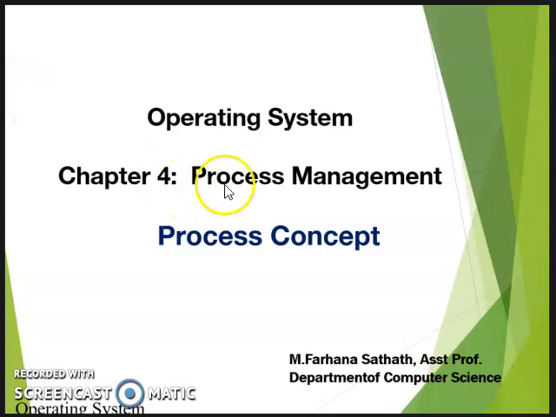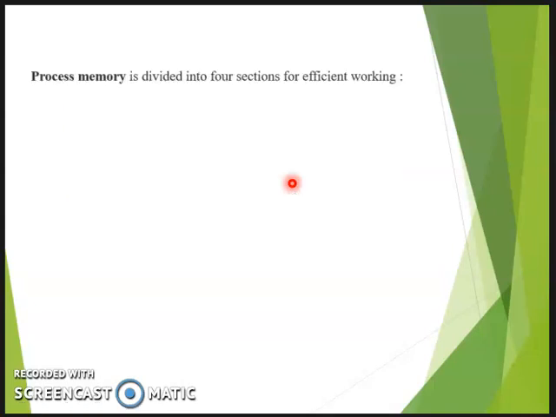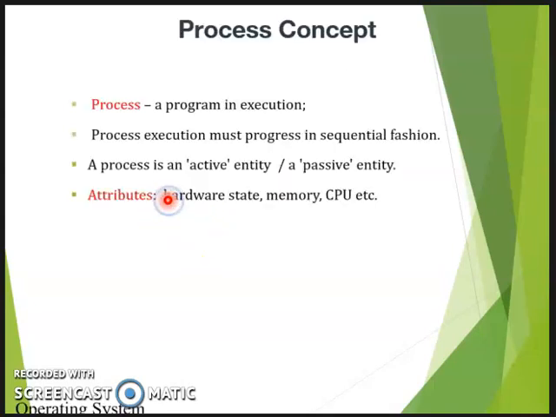In this section, we are going to see about process management. Let us see what is the concept of process. A process is nothing but a program in execution. Usually, the process that will get executed must progress in a sequential order. For example, we can say that a process is an active entity, as opposed to a program, which is considered to be a passive entity. The attributes that are held by the process may include hardware state, memory, CPU, etc.